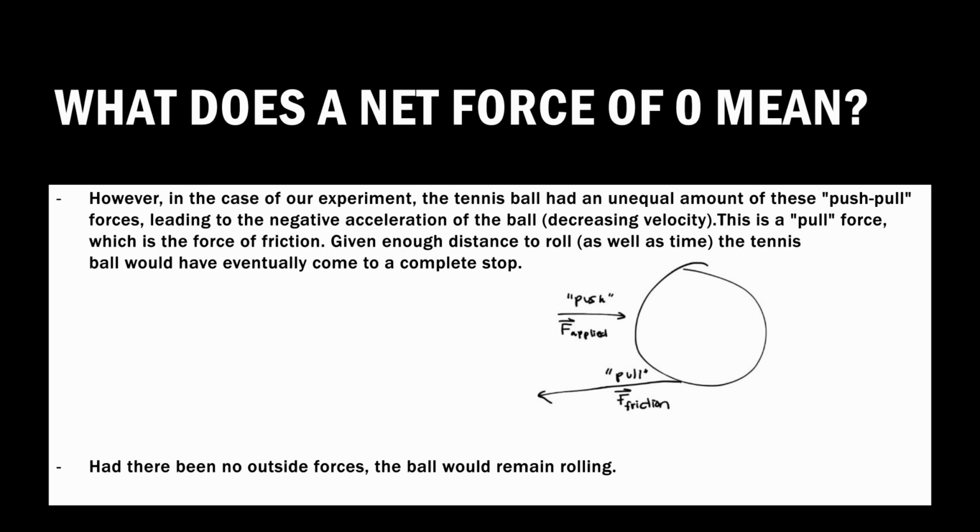However, in the case of our experiment, the tennis ball had an unequal amount of these push and pull forces, leading to the negative acceleration of the ball, this decreasing velocity. This is a pull force, which is the force of friction. Given enough distance to roll as well as time, the tennis ball would have eventually come to a complete stop. Had there been no outside forces, the ball would forever remain rolling.